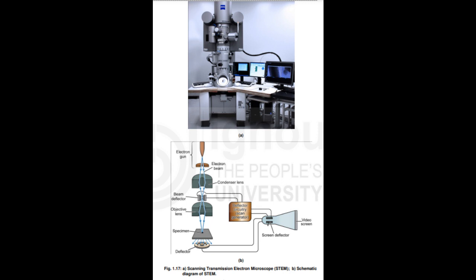The technique of STEM helps in distinguishing specific characteristics of the electron transmitted by the specimen, thus providing unique information about the specimen. Fig. 1.17a. Scanning Transmission Electron Microscope, STEM, B. Schematic diagram of STEM.